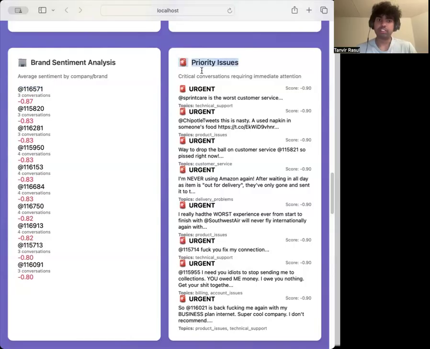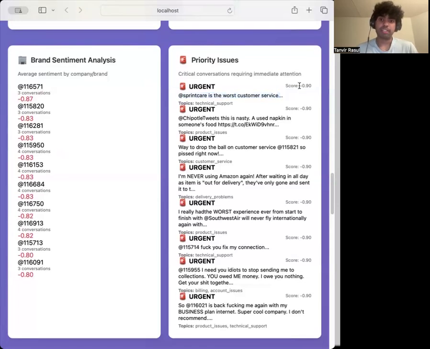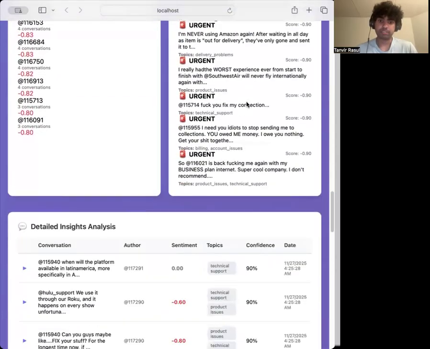And I also include another section called priority issues. The priority issues dashboard automatically flags urgent negative conversations that need immediate attention. These red alerts are customers with sentiment scores below negative 0.7, aka they're really unhappy and they really want help right now. As we see from the first one, at Sprint Care is the worst customer service. Obviously, a very negative sentiment. And our model was actually able to detect its severe negative sentiment pretty well.